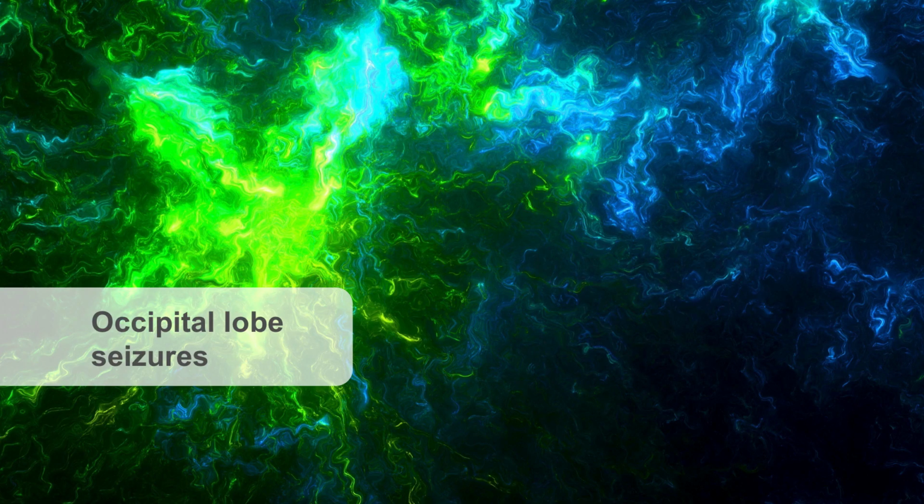Seizures involving the occipital lobe generally produce unformed visual hallucinations that may include sparkles of light and odd patterns of light and color. In contrast, remember that seizures in the temporal lobe produce formed visual hallucinations.